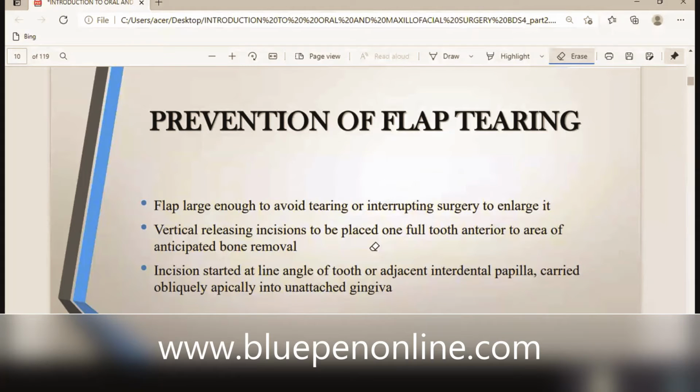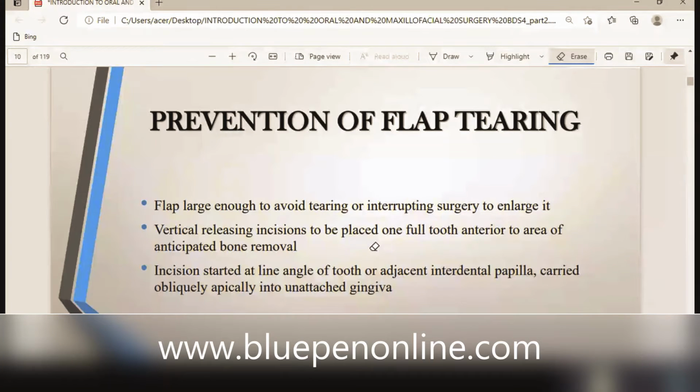Next is prevention of flap tearing. How can you prevent it? You have to use a large enough flap to avoid tearing or interrupting surgery. As I have said in the first slide, give a long stroke. Open as much of the flap as possible to give adequate access to that surgical area. Don't go for giving short strokes.